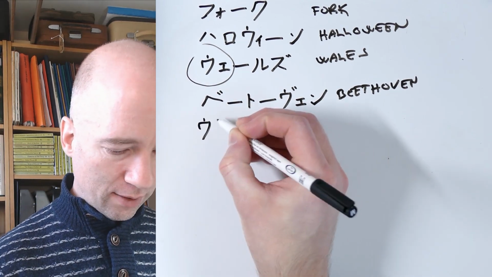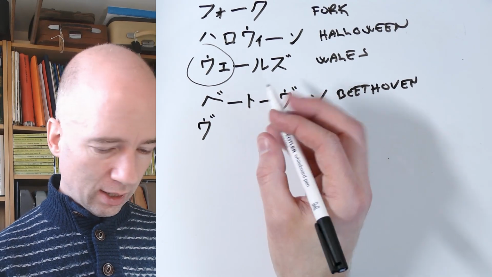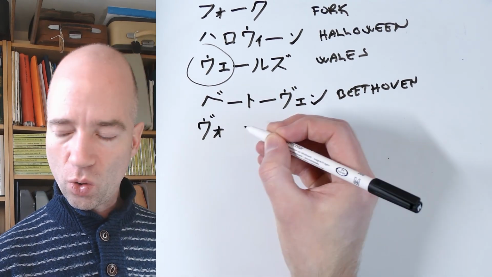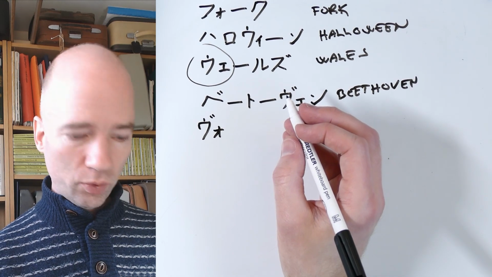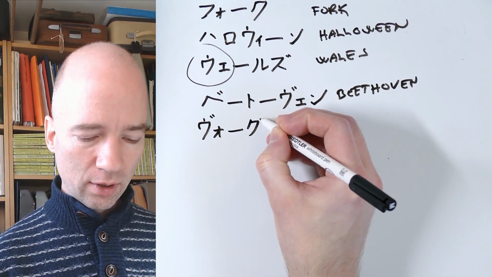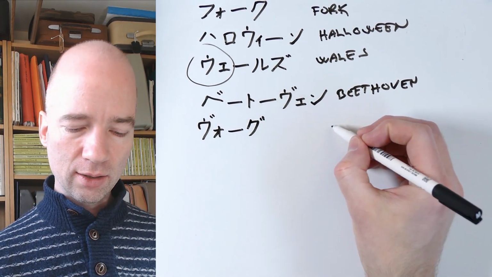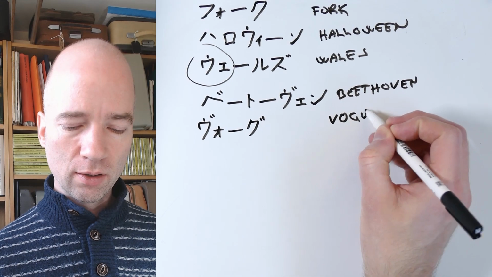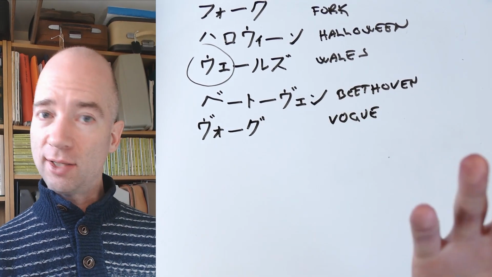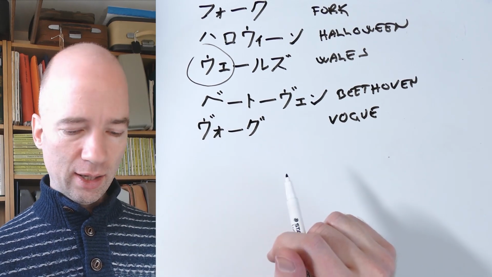Let's see. So we have U, but with Dakuten again, it becomes V. And then we have a small O sound. That is Vo, long O. And then we have Gu, Vogu. That is Vogue magazine, for instance. Vogu.